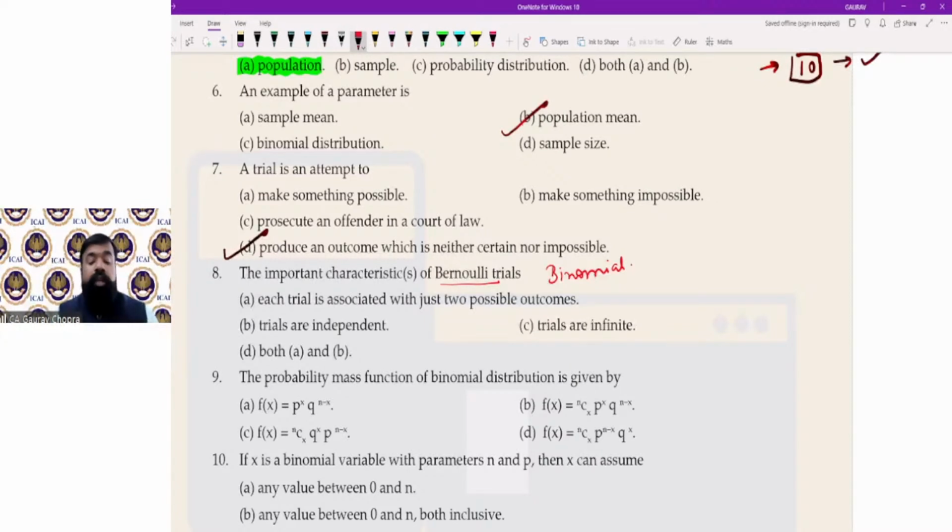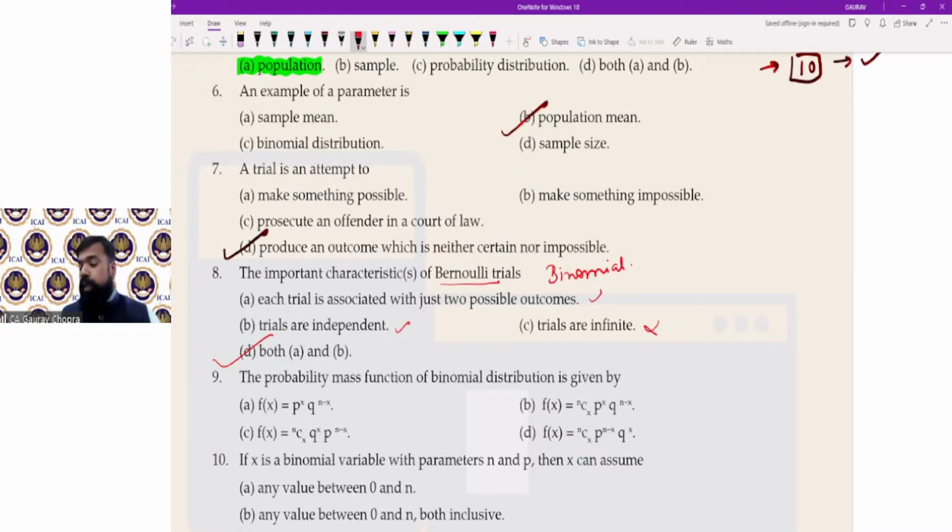So each trial is associated with just two possible outcomes. Yes, this was the characteristic. Then trials are independent. Yes, this is also correct. Third one says trials are infinite. Yes, they are infinite or not? No, they must be finite. Trials must be finite in case of binomial. So C is incorrect. So we have to select option number D, both A and B.